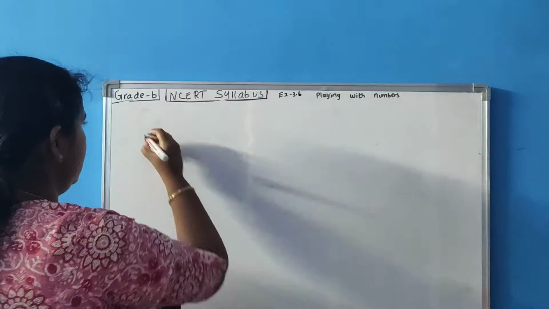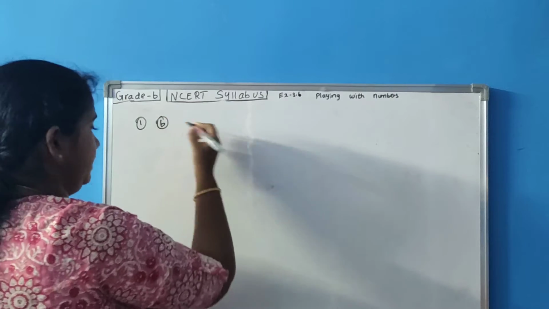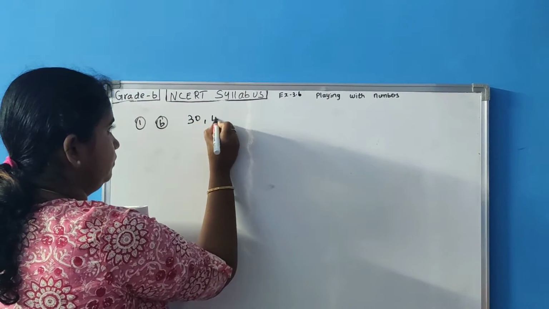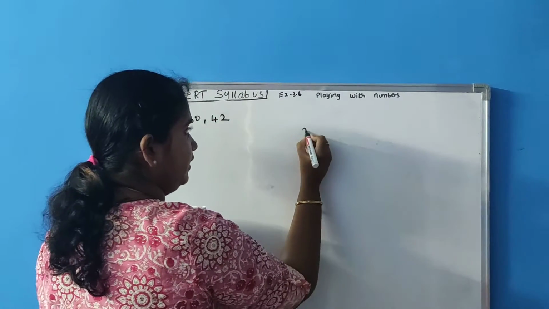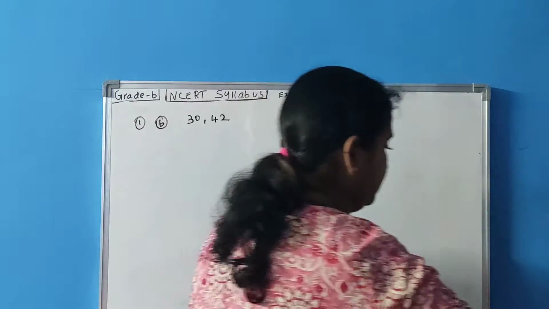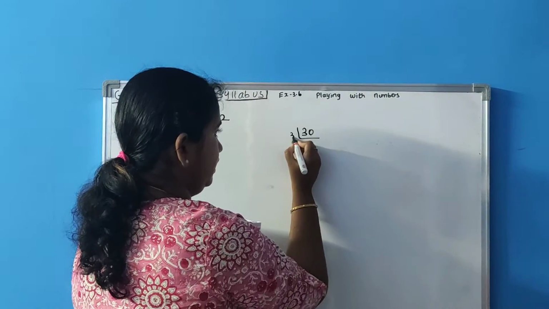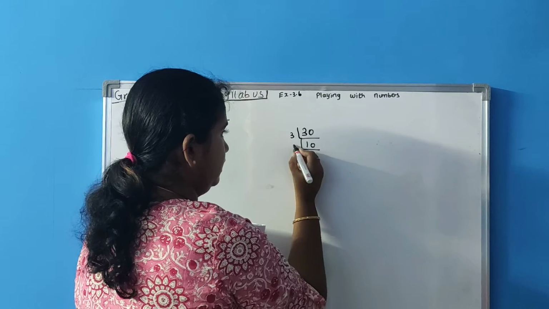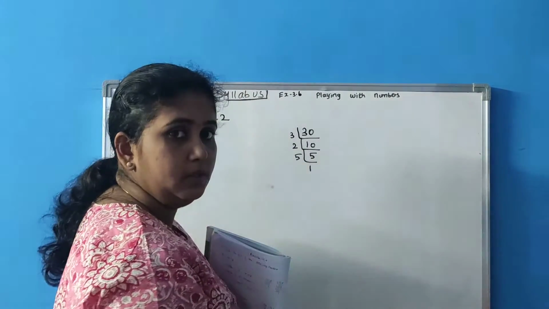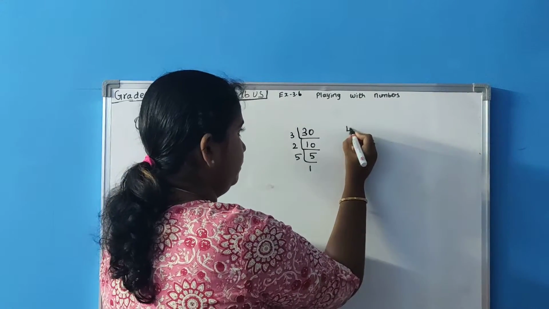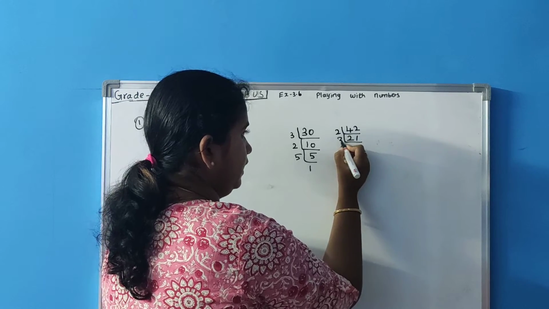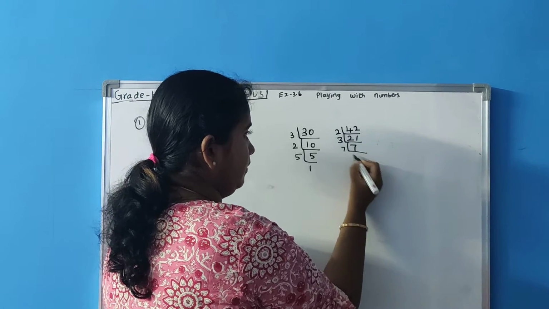The first sum itself you have the division. B sum, 30 and 42. Using the long division method, find the factors. 3, 10 3s are 30, 2, 5 2s are 10, 5, 1 5s are 5. Okay, now for 42: 2, 2 2s are 4, 1 2s are 2, 3 table, 7 3s are 21, 7 table, 1 7s are 7.